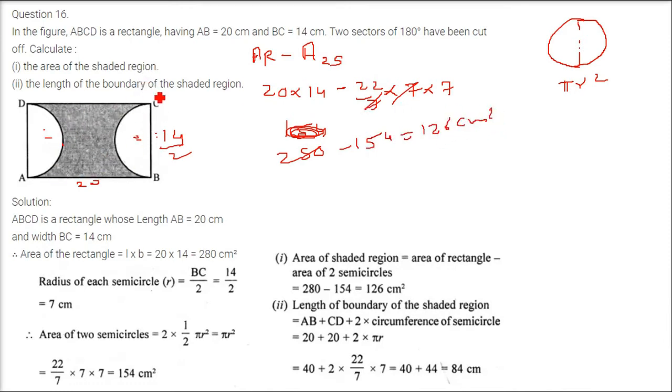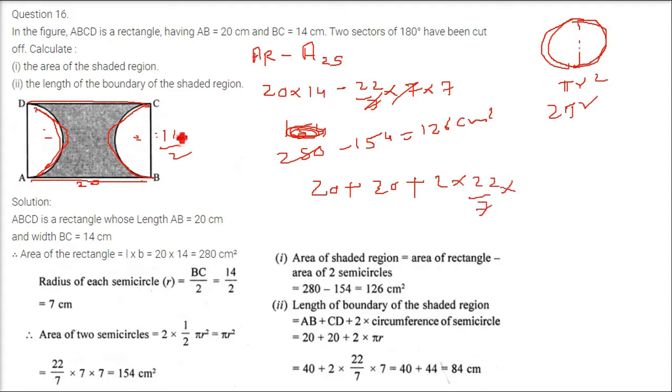Now how about finding the length of the boundary of the shaded region? We'll take DC plus AB plus this one plus this one. DC is 20, AB is 20. Then the two curved parts together are actually the circumference of the circle, so it is 2 pi r, with radius 14 by 2, that is 7. So this will be 40 plus 44, and you get 84 centimeter as the answer.